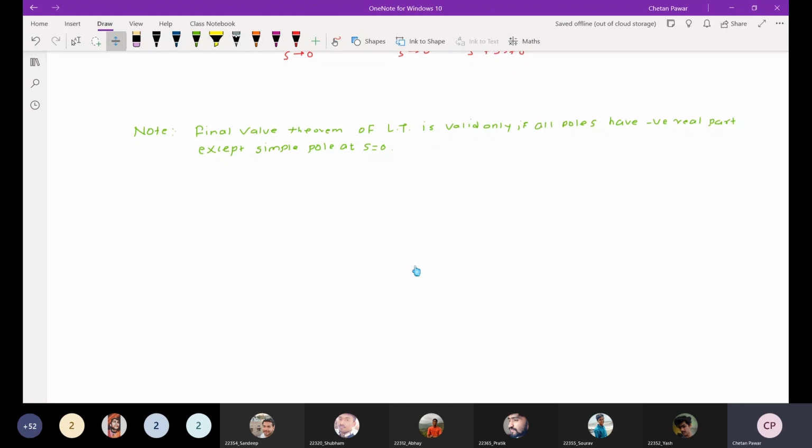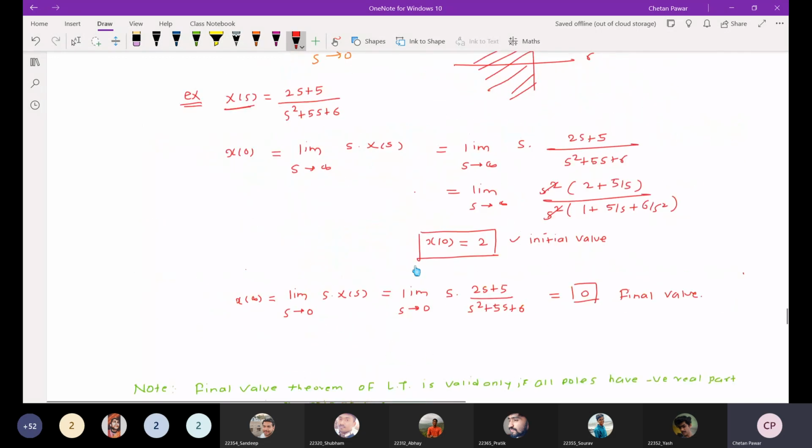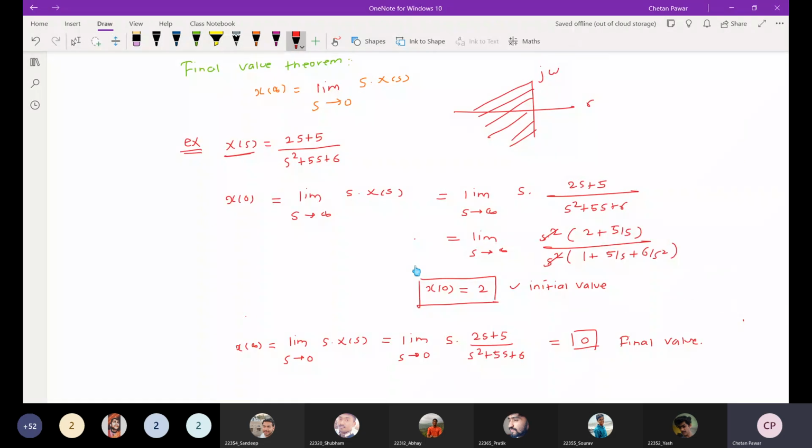So if the poles exist in the left half of the S plane, so those poles have a negative real part. At that time only you can apply the final value theorem. If you talk about this particular system, here the poles exist in the left half of the S plane, right? So all poles have a negative real part.